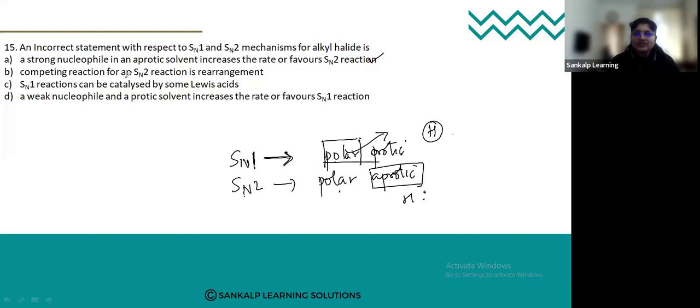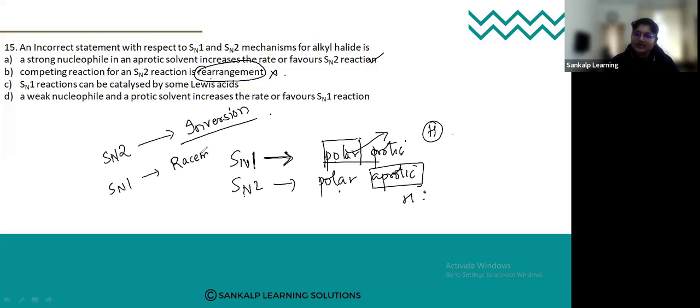Now, competing reaction for SN2 reaction is rearrangement. When the SN2 mechanism undergoes, what type of product does it form? It forms an inversion product, right? The product formed is inversion, and there is no rearrangement taking place. So this is a wrong statement. In SN1, you have racemization, or retention of configuration. But when you see SN2 mechanism, you call it inversion. So there is no rearrangement. So this is wrong.